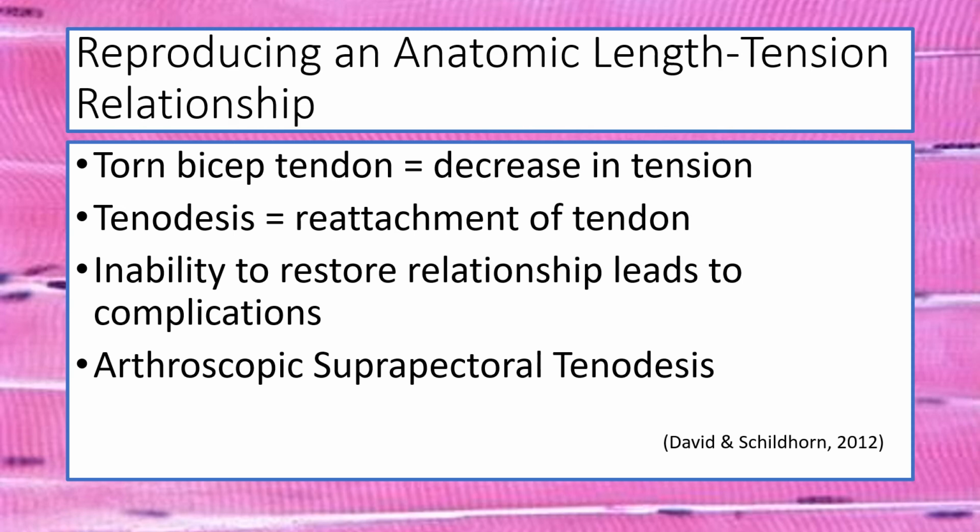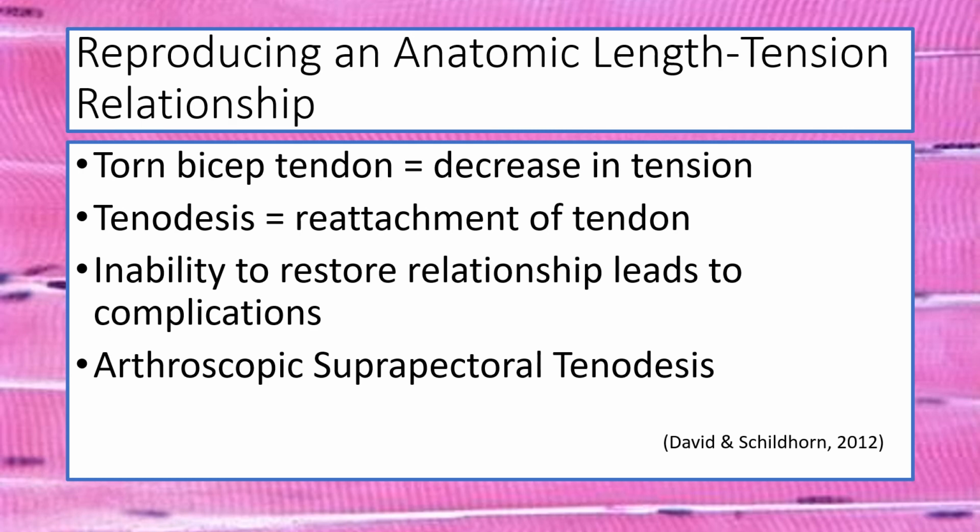tension capabilities decrease. There is a treatment option for such an injury called tenodesis, which is a reattachment of the bicep tendon. When the length-tension relationship is not restored during this treatment, the patient can experience deformity in their bicep, as well as a cramping in the muscle and early fatigue.